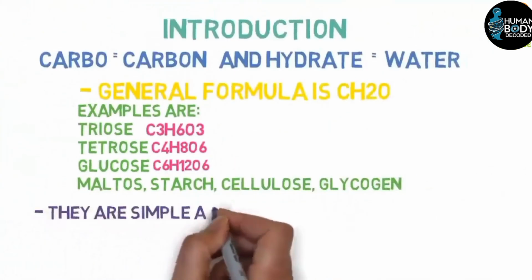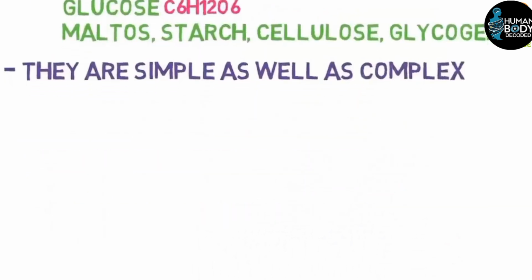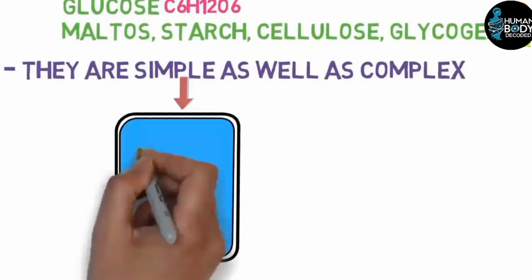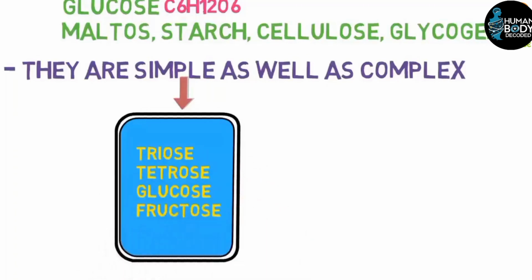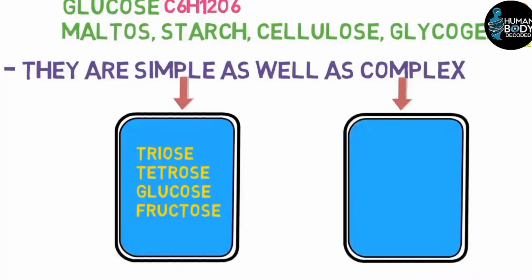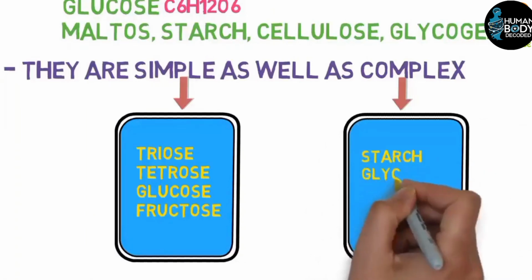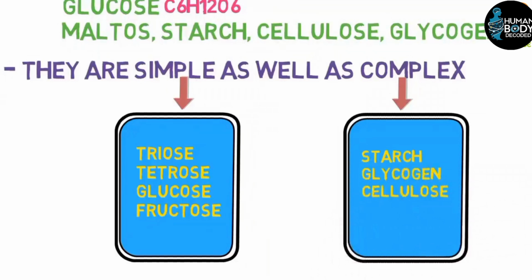Carbohydrates can be simple or complex. If they are simple, their examples include triose, tetrose, glucose. If we talk about complex carbohydrates, their examples include starch, glycogen, and cellulose.